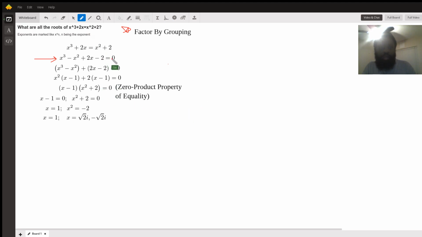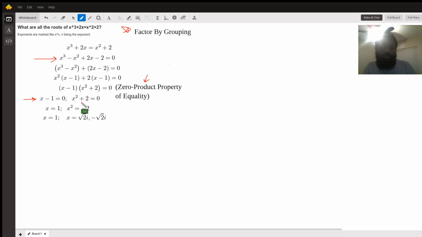Then we're going to apply the zero product property of equality and set each factor equal to 0, which brings us to this line. x minus 1 equals 0, and x squared plus 2 equals 0. We have to solve each one for x. Add 1 to both sides, x equals 1. That's one root.